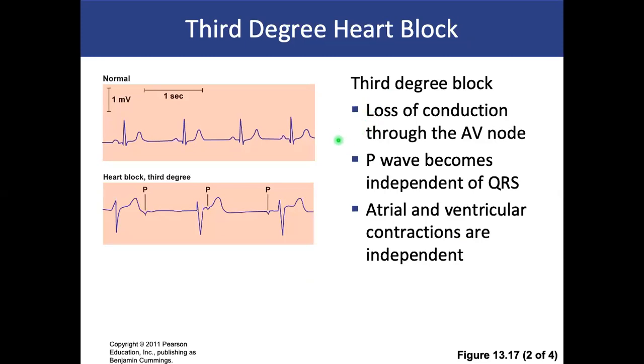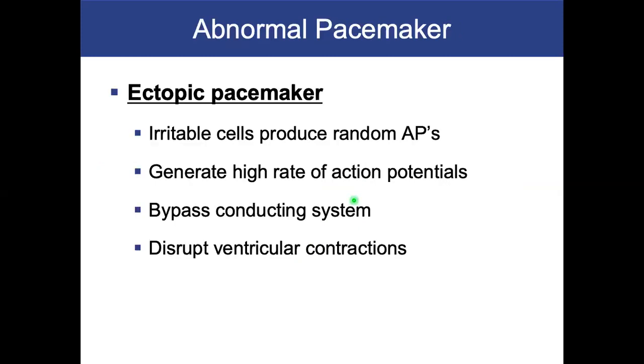So the SA node is depolarizing the atria, and then the bundle of His is depolarizing the ventricles. And so what you see is, notice how that P wave is faster, and then the QRS is depolarizing slower, and it's depolarizing independently of the atria. So atrial and ventricle contractions are independent of one another. And this is really dangerous because if they're not coordinated, it's not pumping blood effectively, and there's mixing of blood, and that could ultimately cause blood clots to form because it's not normal laminar flow.